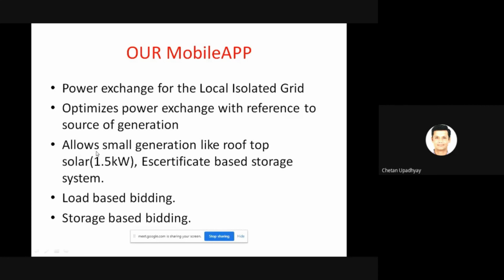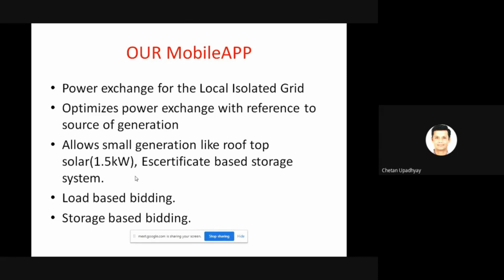And the application allows small generation like rooftop solar. So if your house has 1.5 kilowatt, let us say 5 kilowatt, in that case e-certification is not there. REC certificates for lesser capacity are not available with IEX, so we allow this kind of thing. Once we get approval and the government gives the nod, the application will be open to all.